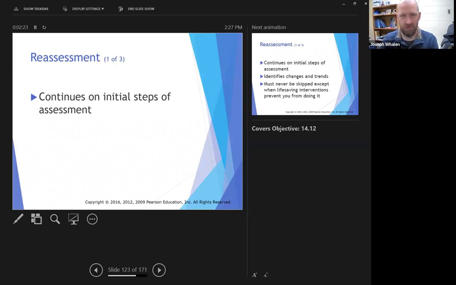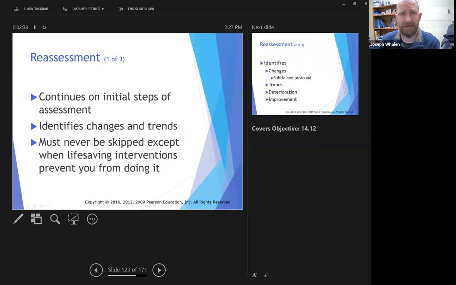So it's much shorter, and it can be much more focused than our primary and secondary assessments that we did initially, because we didn't have any information at that point. So these can be a little bit more focused. In the reassessment, we're looking to identify any changes and trends here. And what that means is, like, is the patient getting better? Are they staying the same? Are they getting worse? So we want to see the changes.